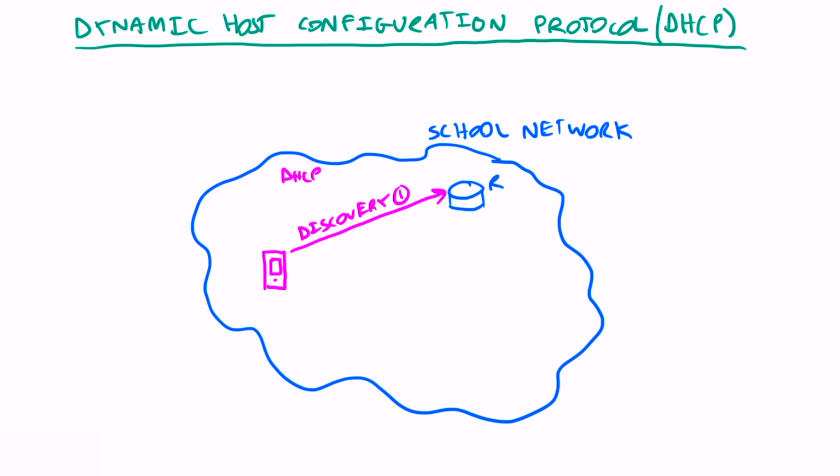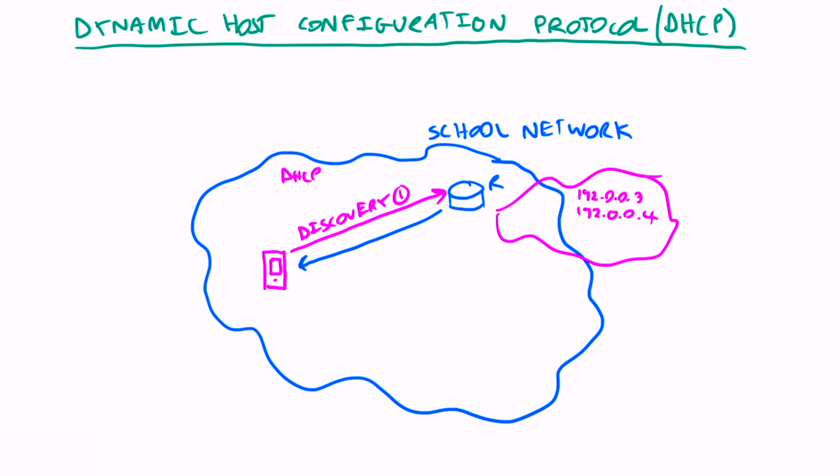So once the router has received this discovery message, it will look in its available pool of IP addresses. So this will have many different IP addresses. And it can say, right, okay, so we have this IP address available. So I'm going to send an offer. So the router now will send an offer to the device and say, here you can have the IP address 192.0.0.4.